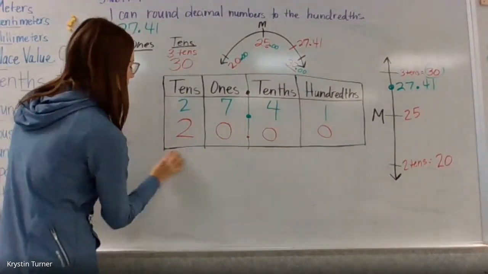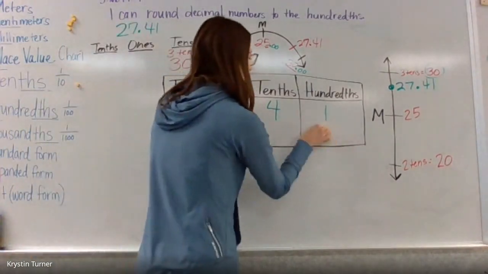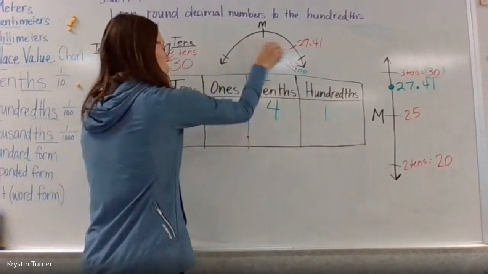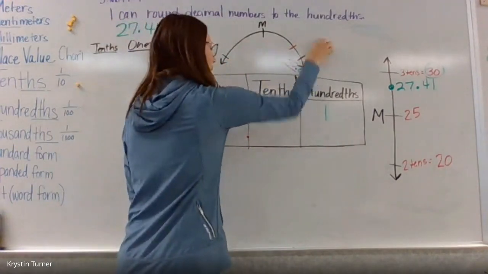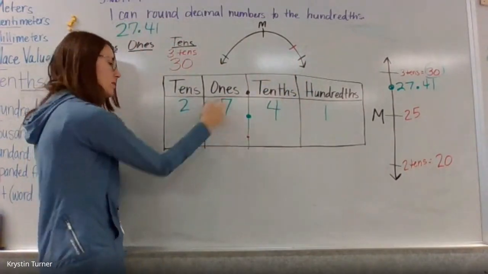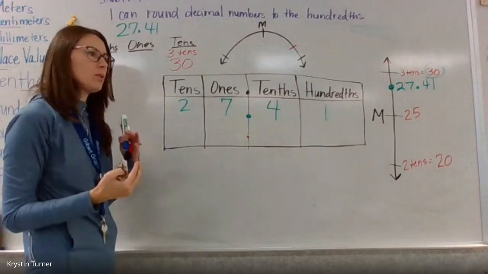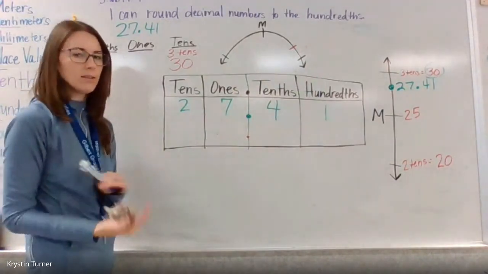Now we're going to round to the ones. So thinking about our number here, we have 27. So thinking about money, if I was rounding to the tens, I would think I had 2 tens, 7 ones, and would I be closer to just 2 tens or 3 tens?